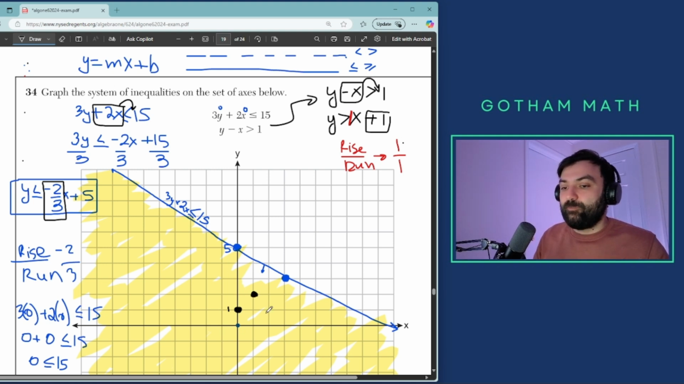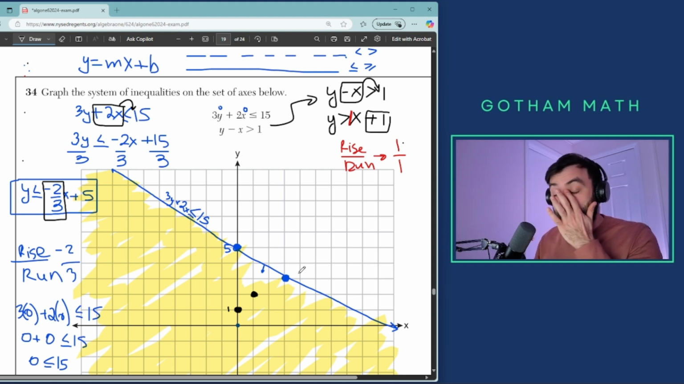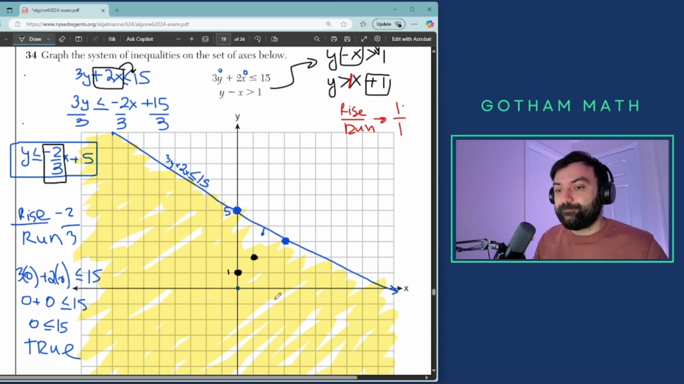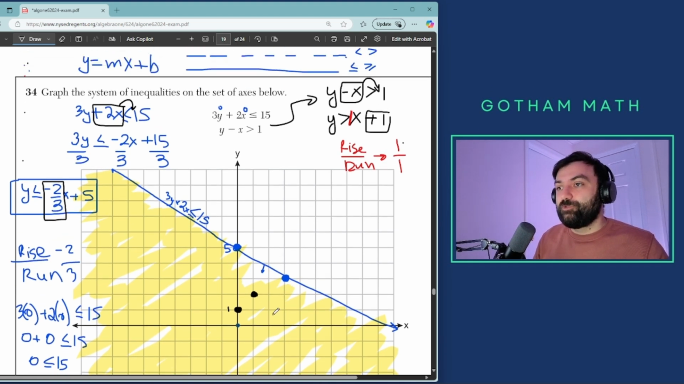Is that enough points? Yes. Just like I said, 2 points is enough. Time to connect the points. How do I connect? Which line do I choose? I look at the sign, I see the sign, and I understand that it's a dashed line. So I'm going to connect it with a dashed line.